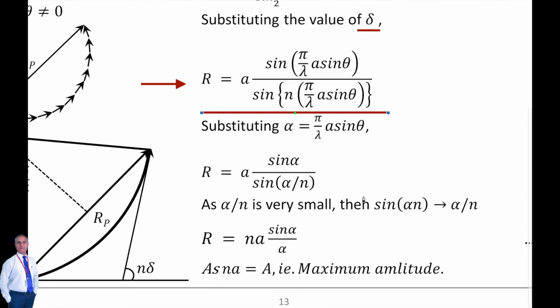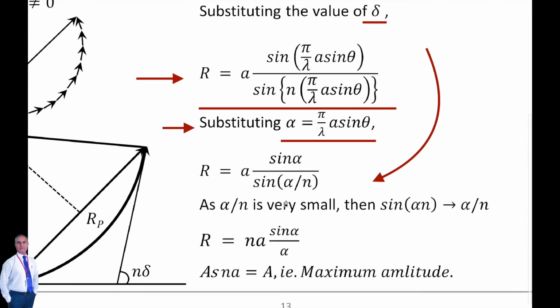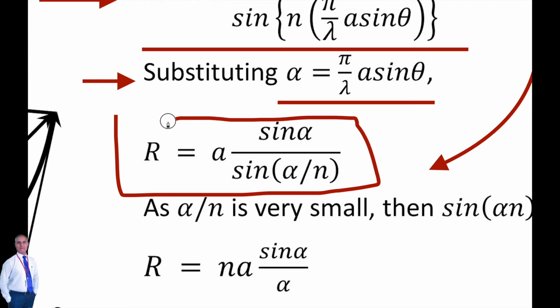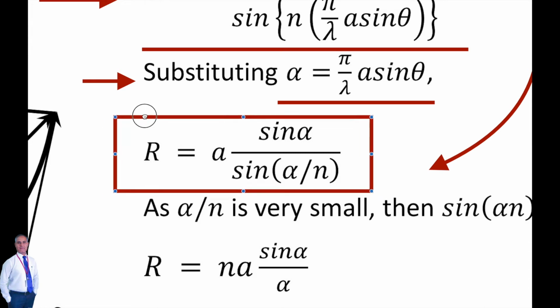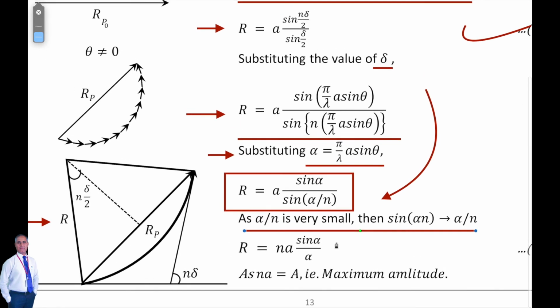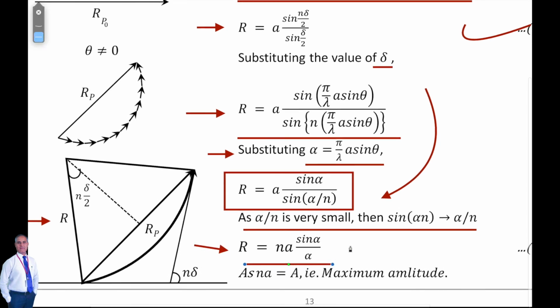Therefore, substituting alpha is equal to pi by lambda into a sine of theta, for simplification the above equation can be written as capital R is equal to a into sine of alpha divided by sine of alpha upon n. Here we know that as alpha by n is a very small angle, sine of alpha by n tends to alpha upon n. Therefore capital R is equal to small n into small a sine of alpha upon alpha. This is equation number 4.